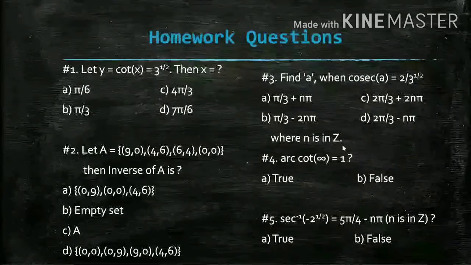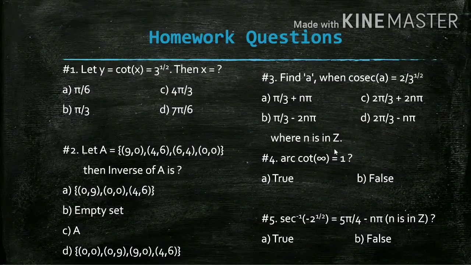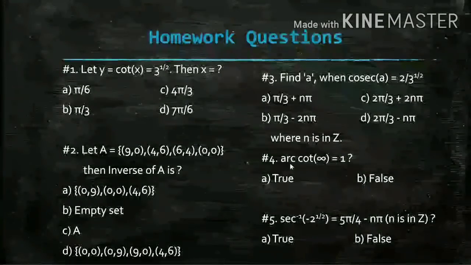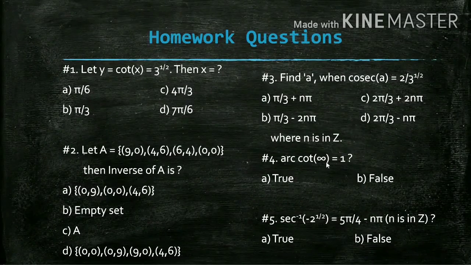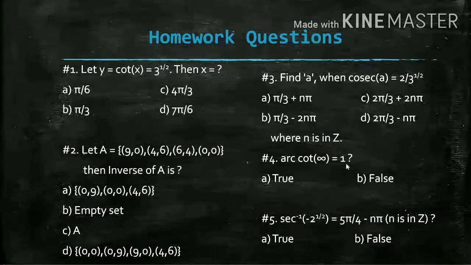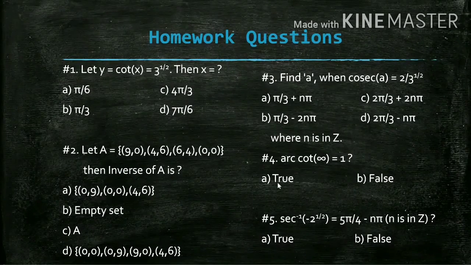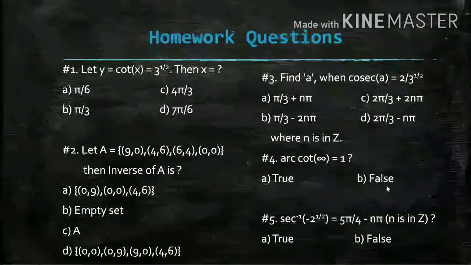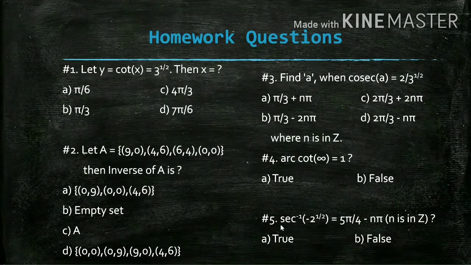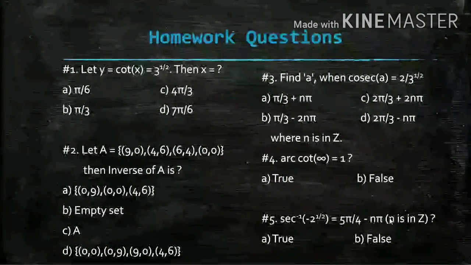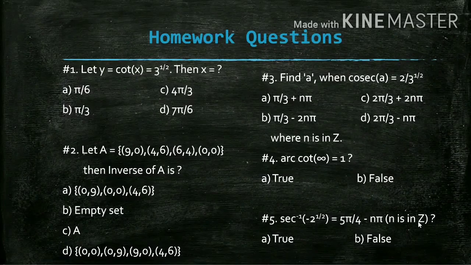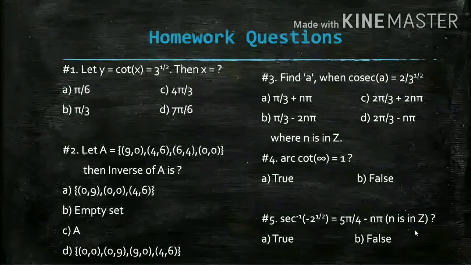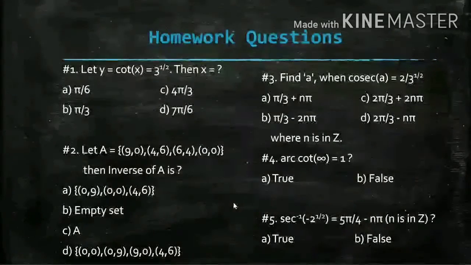N is an integer. Then in the fourth question, you have to find the value of arc cot of infinity, and it is given to you that its value is 1. Then you need to check whether it's true or false. And in the last question also you need to verify whether sec inverse of minus root 2 is 5 pi by 4 minus n pi, where n is an integer, so it's true or false. So you need to just verify this. So these are the homework questions.